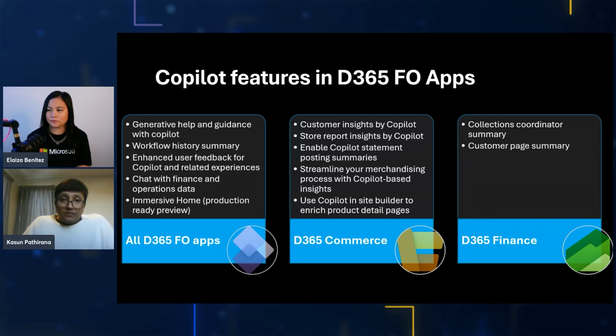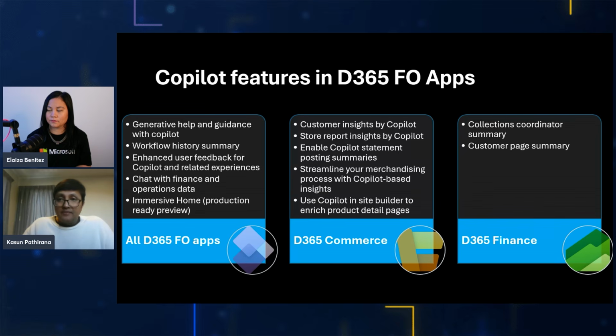So next up, you have use of Copilot Insight Builder. So that is actually in the Dynamics 365 Commerce e-commerce website. So it helps you to build and enrich product detail pages, pretty much. And next up in Dynamics 365 Finance, we have a collection coordinator. So the collection coordinator workspace can be used either with or without its AI-powered functionalities, but that will give you a summary as well on the collection summaries using the AI. And customer page summary, an AI generated summary of the customer's account on all customer pages.